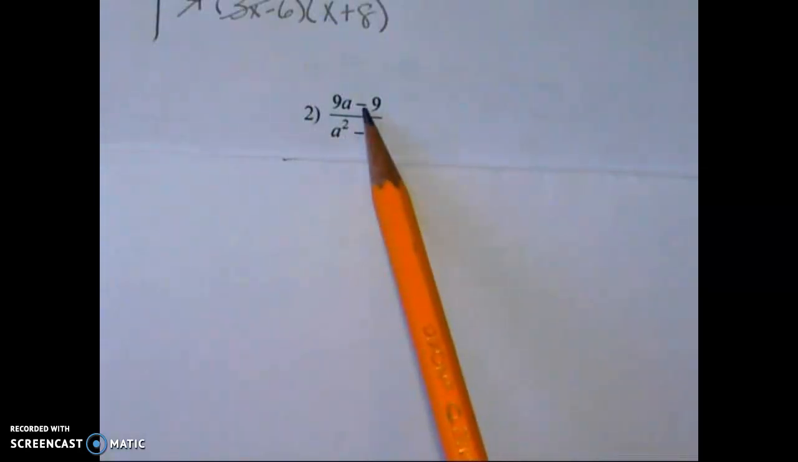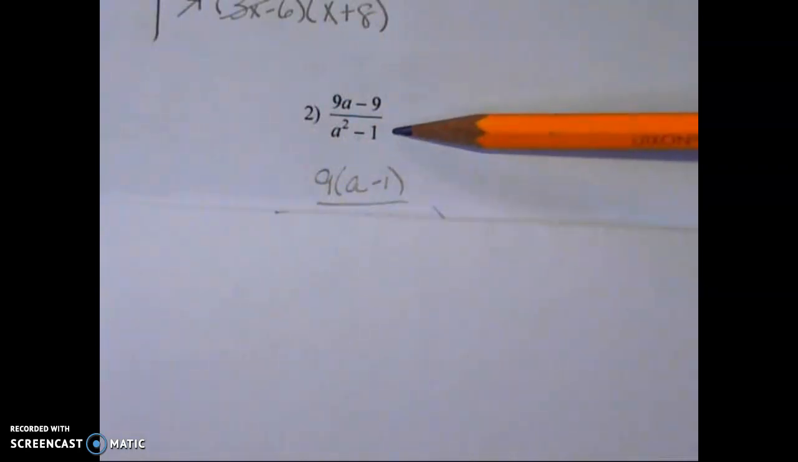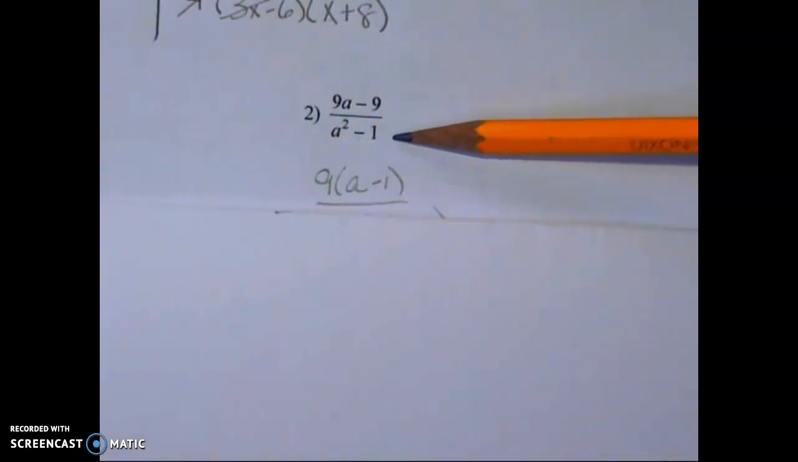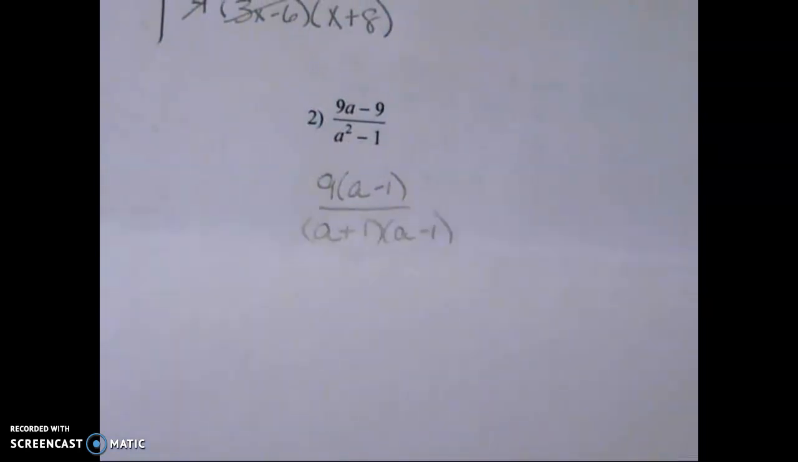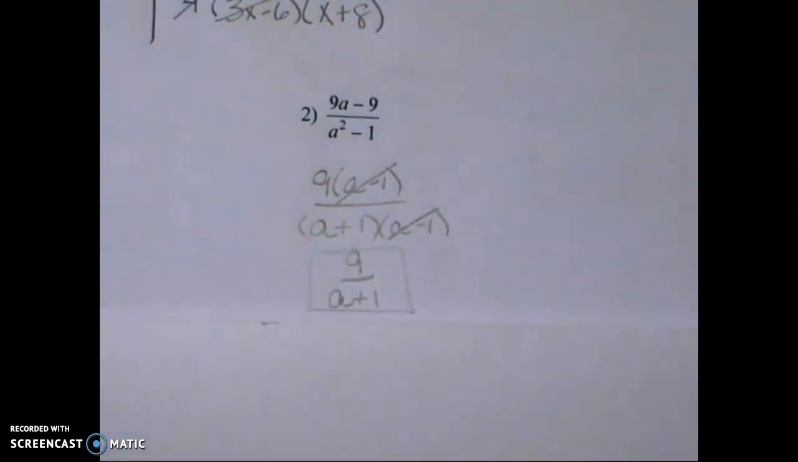For number 2, in the numerator, I factor out my GCF of 9 and I get a minus 1. In this denominator, this is a difference of squares and it factors into a plus 1, a minus 1. I can go ahead and cancel these factors because they are exactly the same. I'm left with 9 over a plus 1.